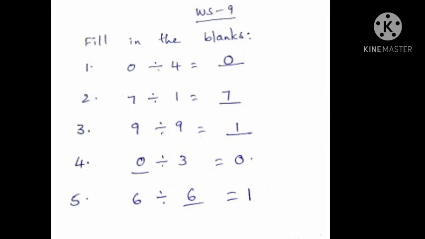Second blank. 7 divided by 1 is equal to dash. What is the answer we'll get? 7. Third blank. 9 divided by 9 is equal to dash.